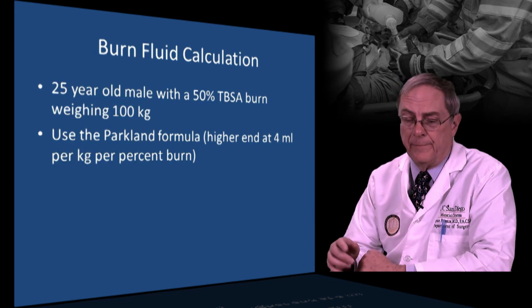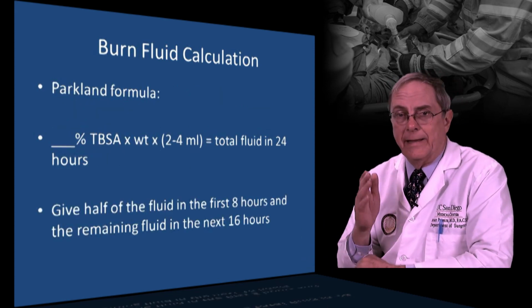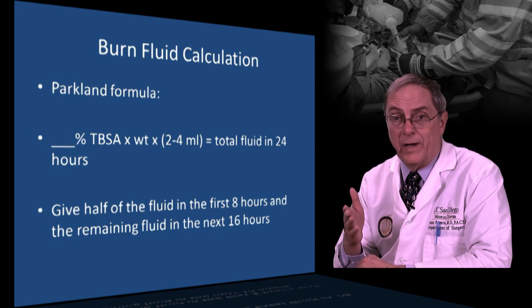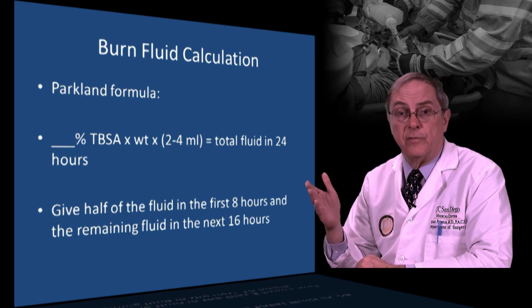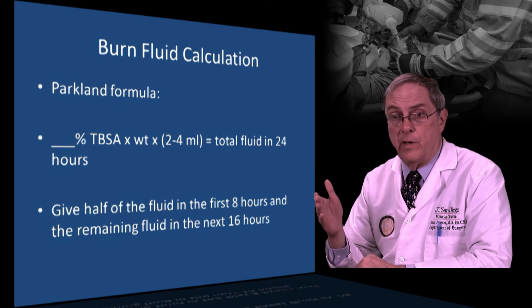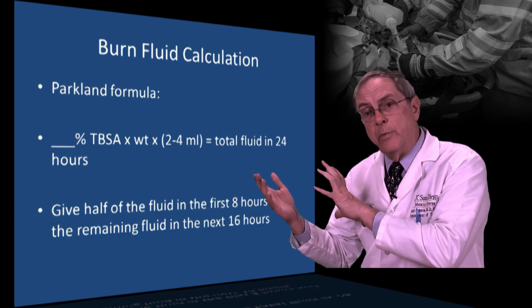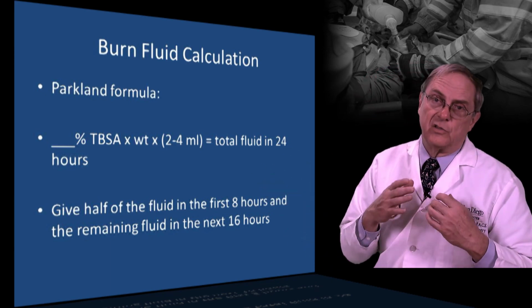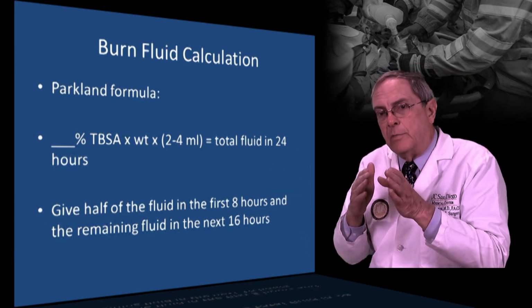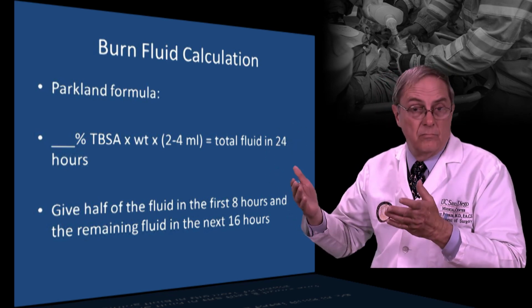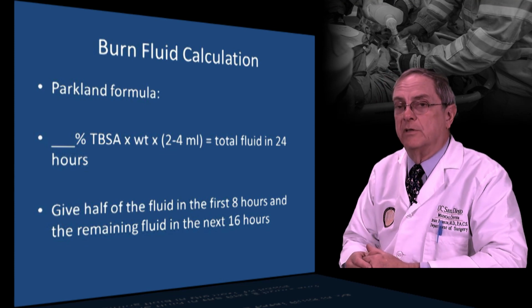So let's think back. What's the Parkland formula? Again, it's the percent total body surface area burned times the weight in kilograms times a fluid rate, which is 2 to 4 mLs per kg. I would like to use 4 mLs per kg because it's a bigger burn. On a smaller burn, I might just use 2 mLs per kg. So there's a little bit of a fudge factor here. The bigger the burn, the more you have to give. So put in 4 mLs there.